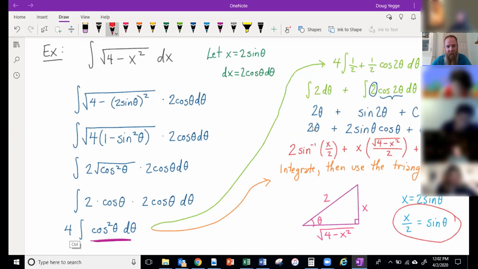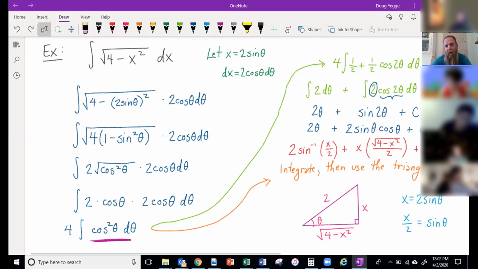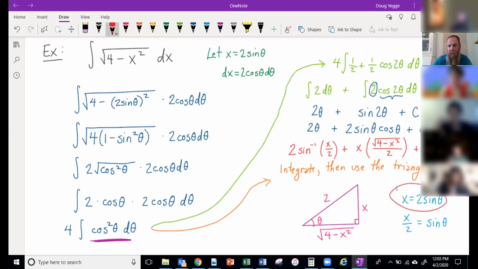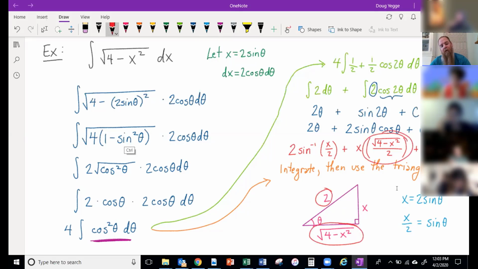So the final result here just simply gives me 2 sine inverse of x over 2 for the 2 theta part. Notice the 2 sine theta together. Notice 2 sine theta. That's just x. 2 sine theta was x, so I just replaced that with x. And then I looked at cosine of theta and realized that cosine is adjacent over hypotenuse. So that's where the adjacent over the hypotenuse came from. And that would be our final result for this problem.